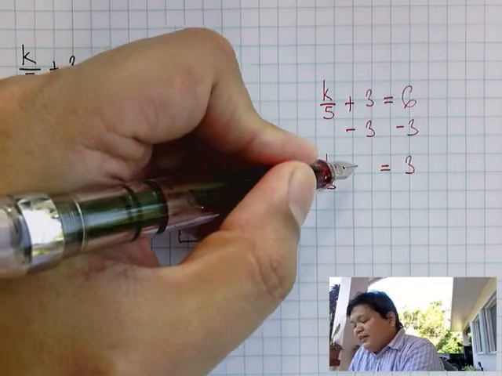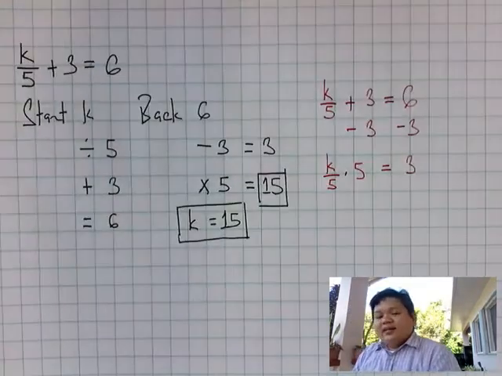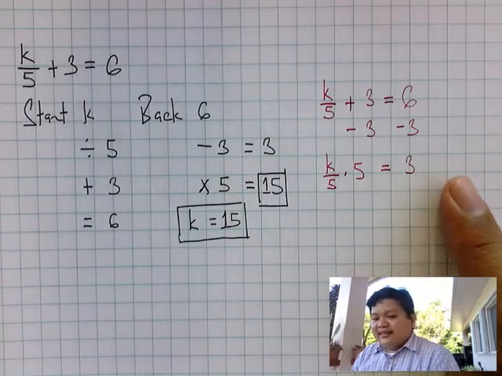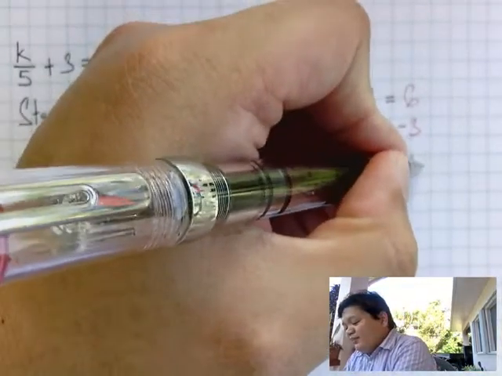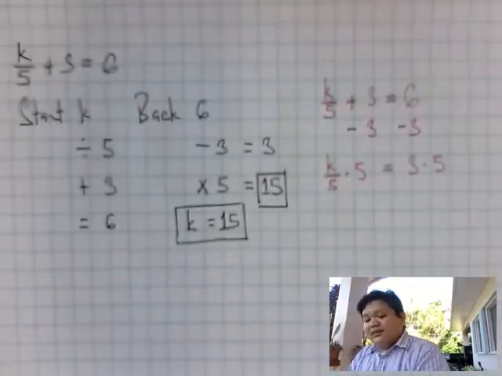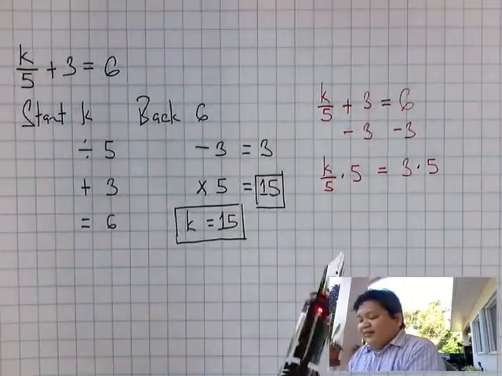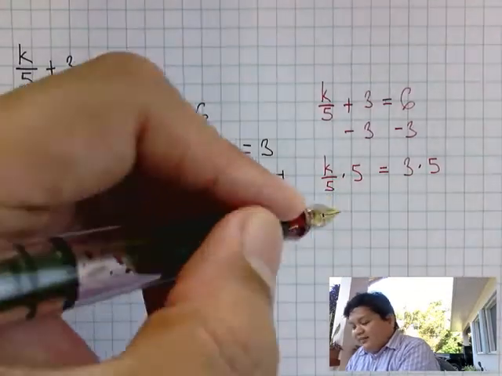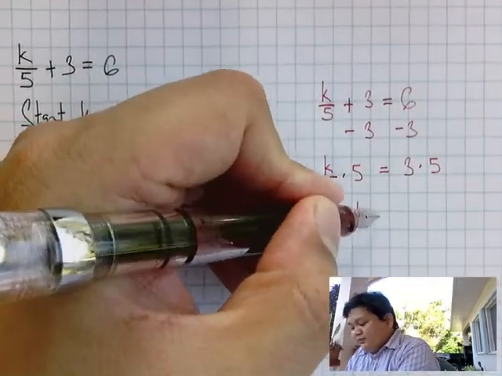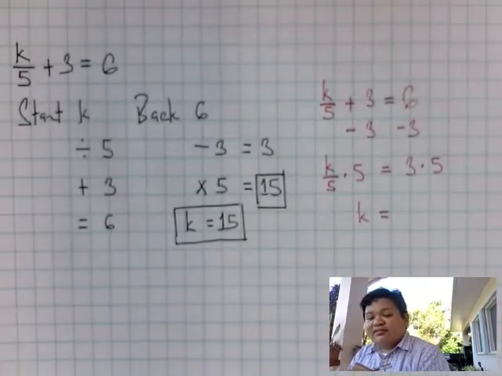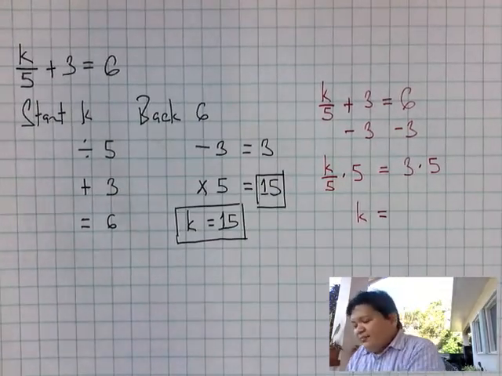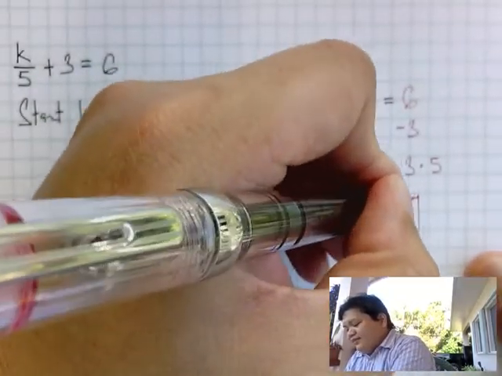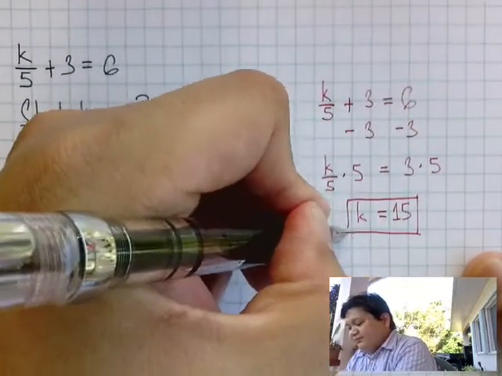So let's multiply this by 5. But since we did it to the left side, we must also do it to the right side. So we also need to multiply 3 by 5. 5 divided by 5 is 1, so we don't need to write that down anymore. And all we have left is k. And k is equal to the answer to 3 times 5, which is 15. Notice that the answers are the same.